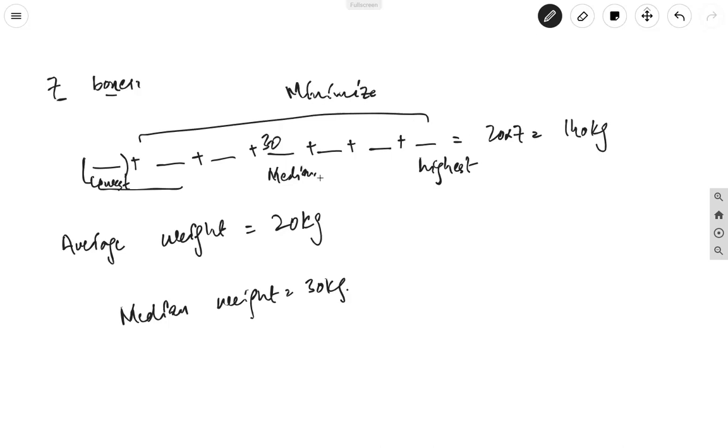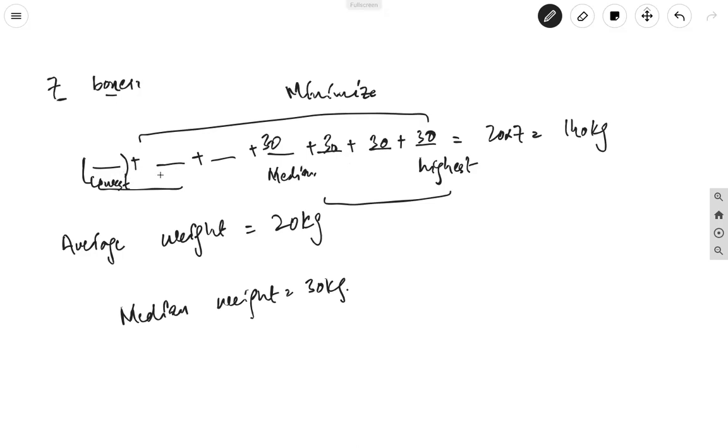So let's see the values after the median. We have 3 values and we need to minimize them. We need to reduce these, keeping a constraint that they can't be less than the median, which is 30, right? So the minimum value which these 3 can take is 30. They can't be less than 30. In that scenario, the median will change. So the minimum weight for the highest 3 boxes will be 30, 30, and 30. Now we are left with these 3.